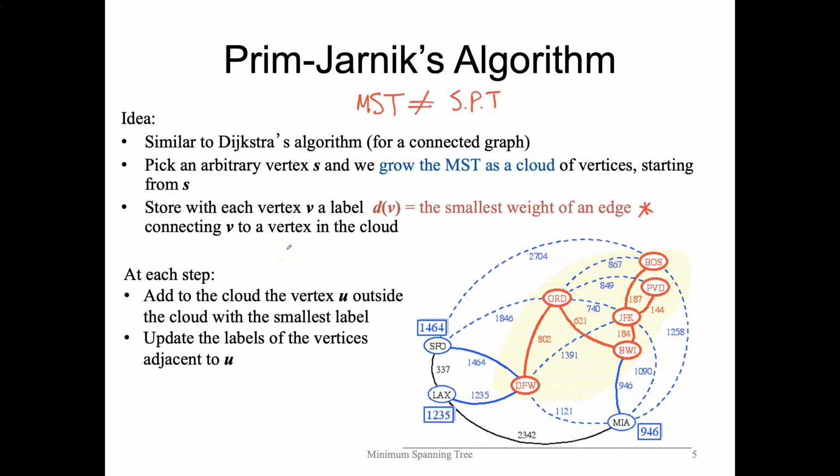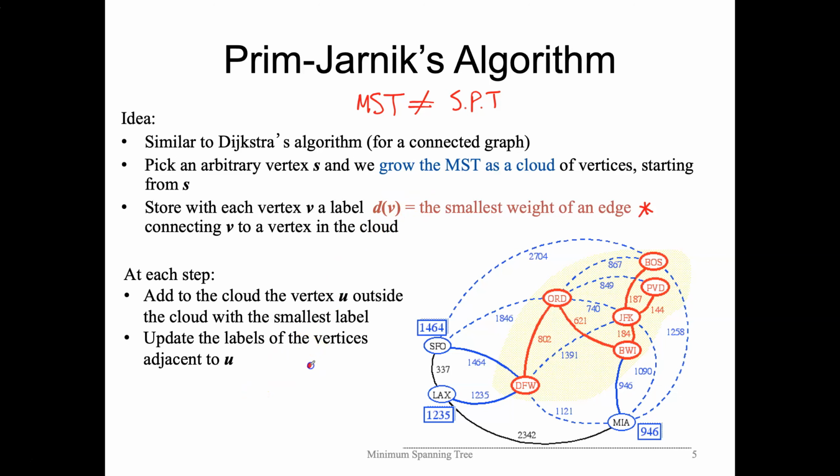So at every step, we'll iteratively take some vertex which doesn't belong in the cloud yet, which is outside the cloud, take whichever one has the smallest distance label, the smallest weight of an edge connecting that vertex to a vertex of the cloud, and then add that vertex with the smallest distance label to the cloud. As soon as we add U to the cloud, then we relax all incident edges. And the edge relaxation step differs too in order to maintain that the labels we're storing are the smallest weight of an edge connecting it to a vertex in the cloud.